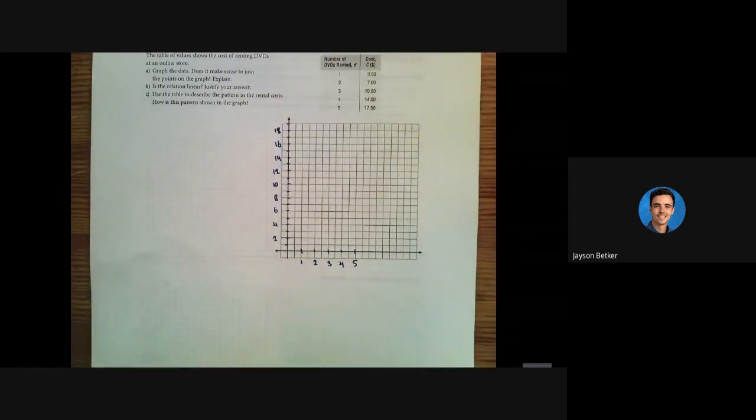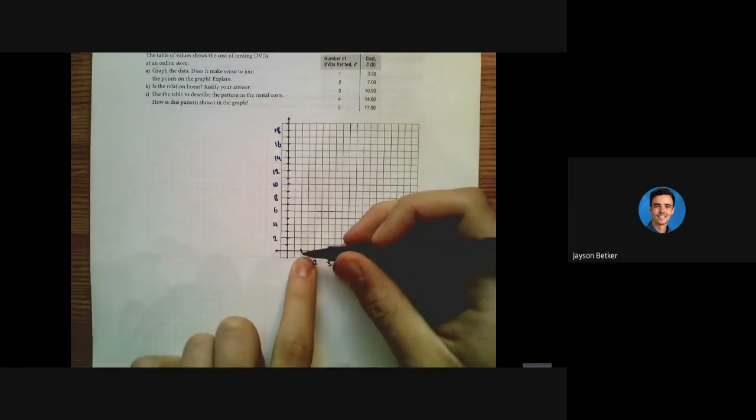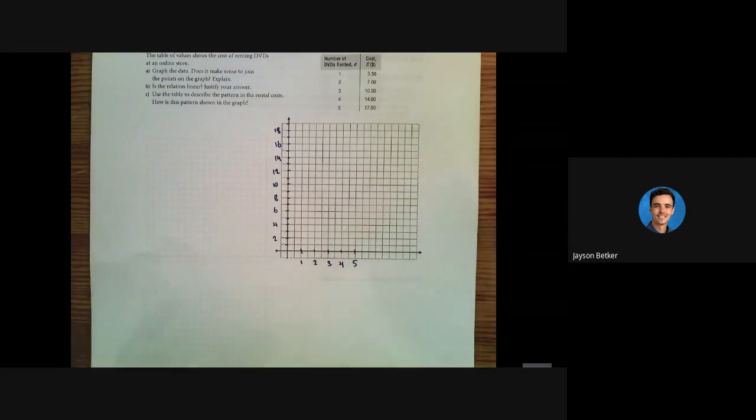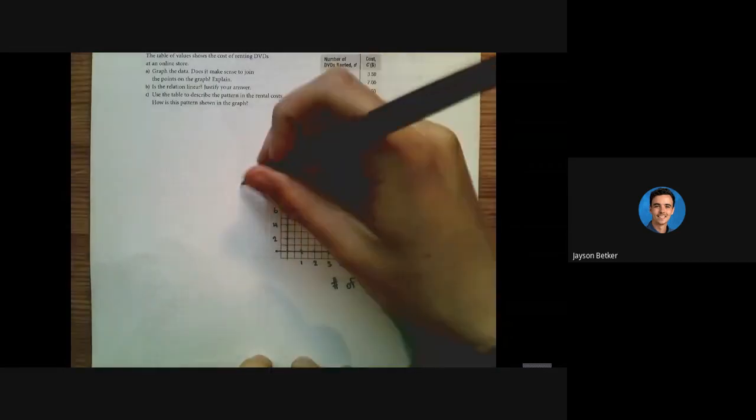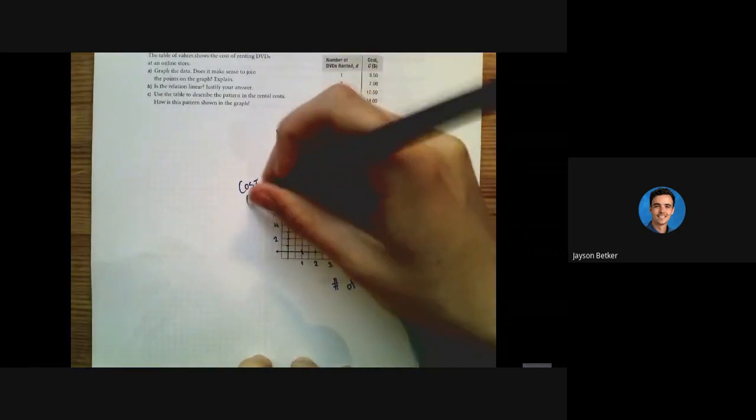Okay, now our job is to just plot the points. So when I am at 1, I am at 350 on the y-axis. Let's also label this: number of DVDs. And this one here is the cost in dollars.